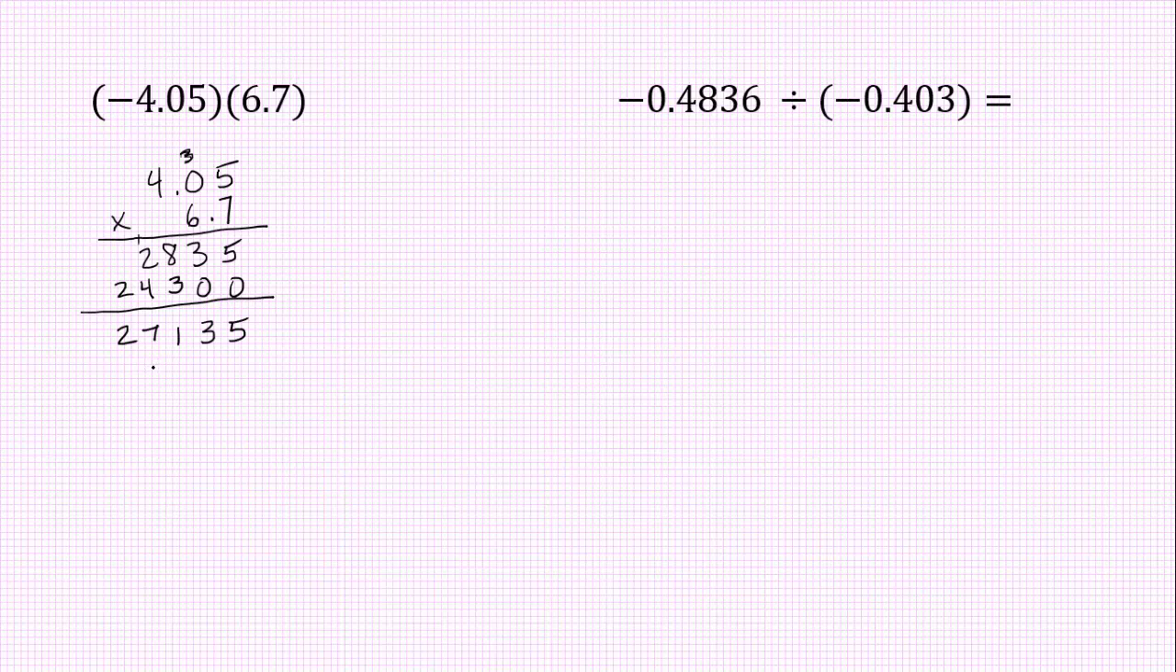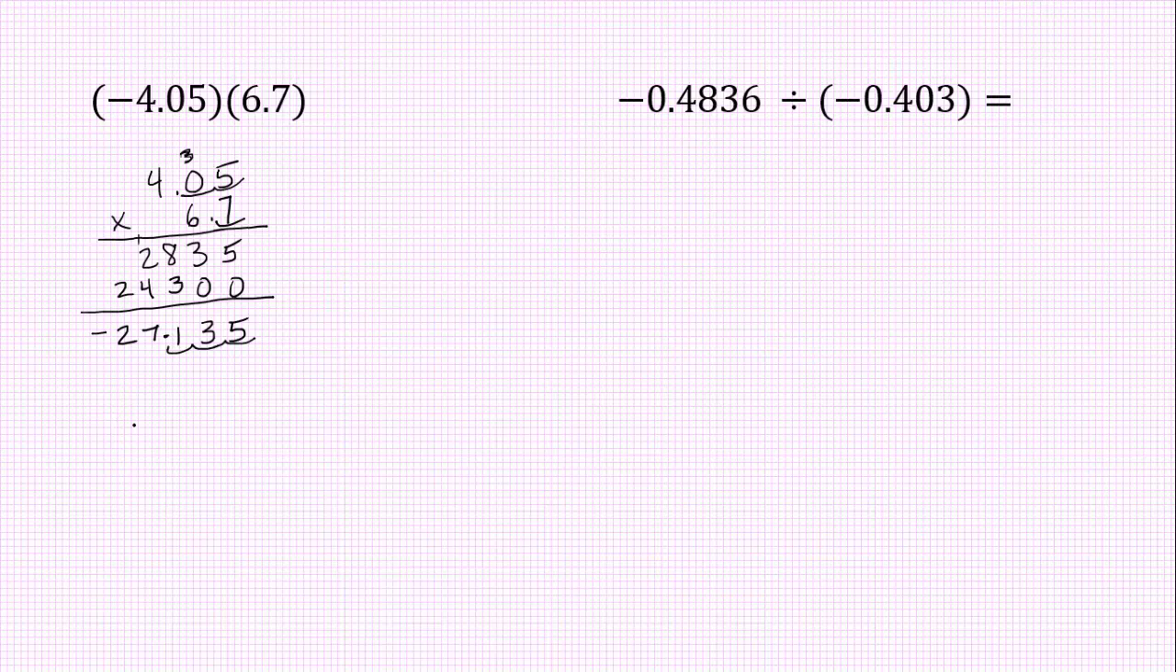Now remember that in decimal multiplication, you count how many decimal places were in the original problem and transfer that to the answer, so that's 3 decimal places altogether. So we've got 27.135, but remember the sign is negative because the original problem was a negative times a positive.